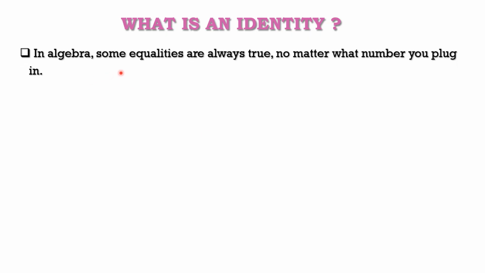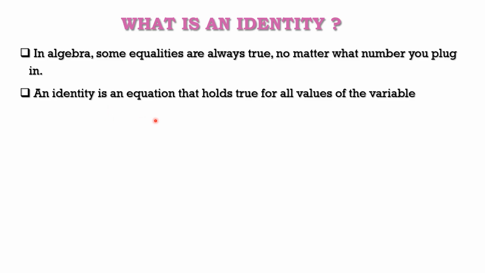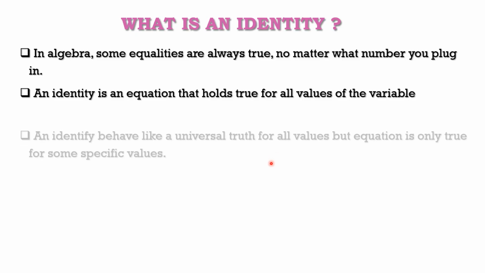In algebra, some equalities are always true no matter what number you plug in. In algebra, you can get some equalities and they always show true no matter what number or what variable you plug in. An identity is an equation that holds true for all values of the variable. It holds true for all values of the variable.